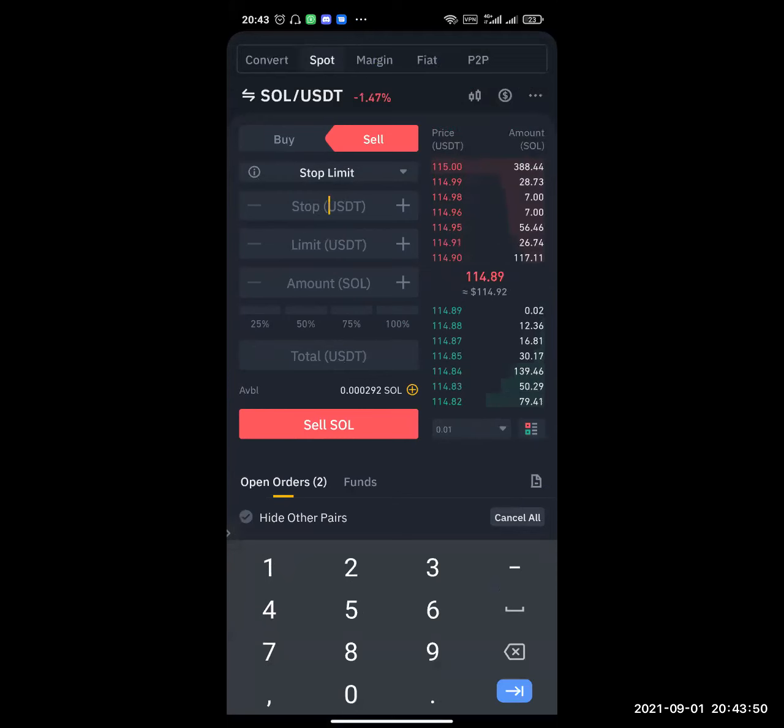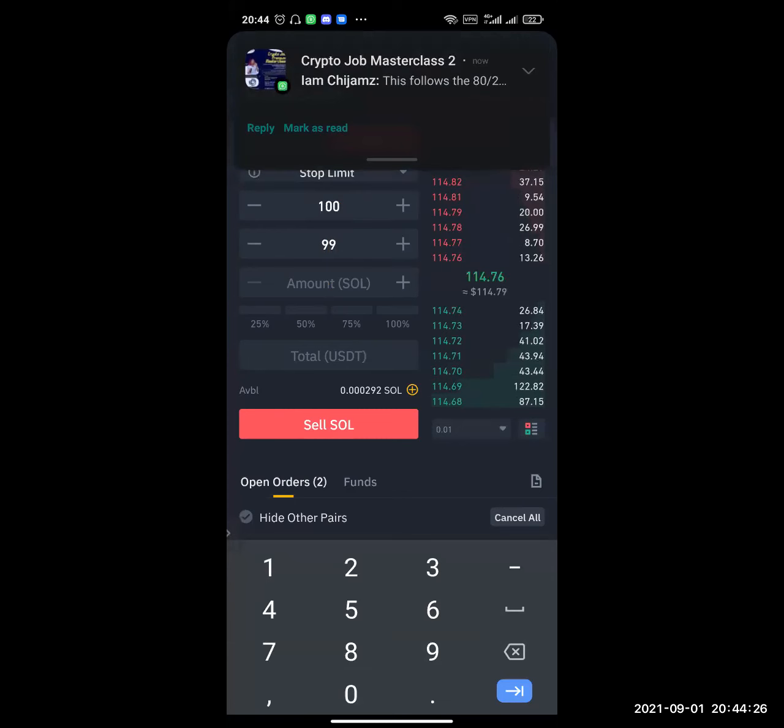So you come to this place and then you do, your trigger price will now be 100. Will now be 100, and then you put 99. Sorry, 99 here. I'm mixing it up. If it clicks on 100 and then it dips to 99, it should sell off for you.